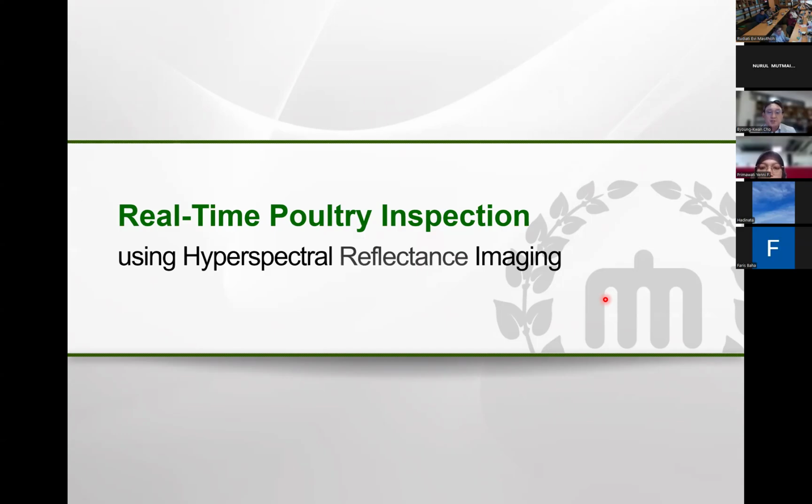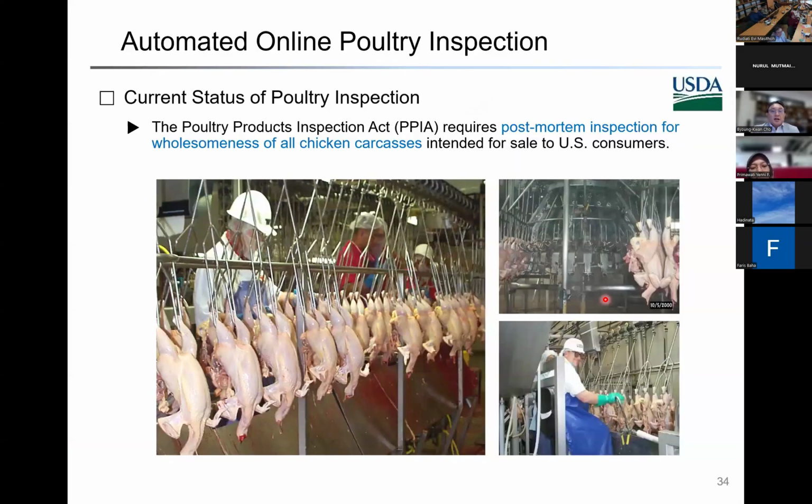Another application is poultry inspection using hyperspectral reflection, by USDA ARS. The regulation in the US is that every poultry is inspected by a human inspector. So look at the flying chicken. The chickens move very fast, 3 to 5 chickens very fast.